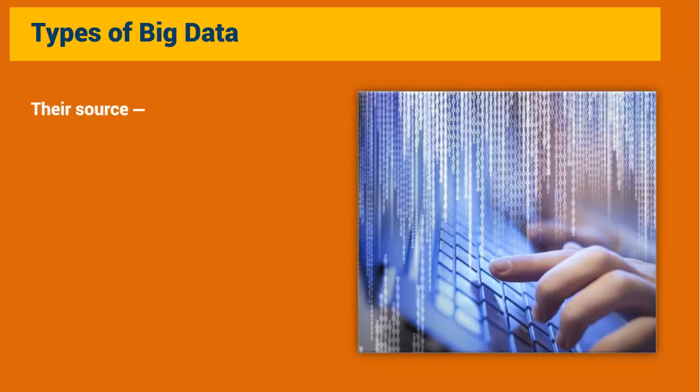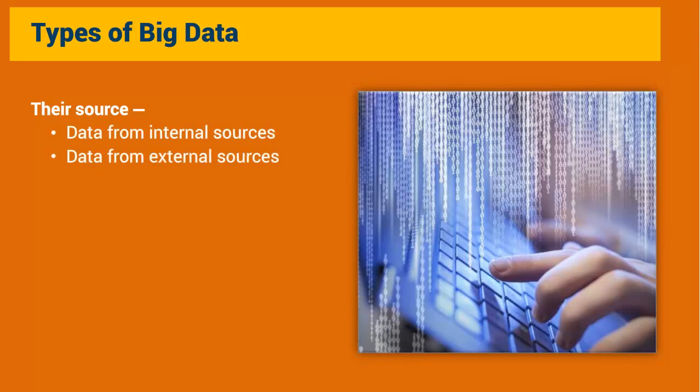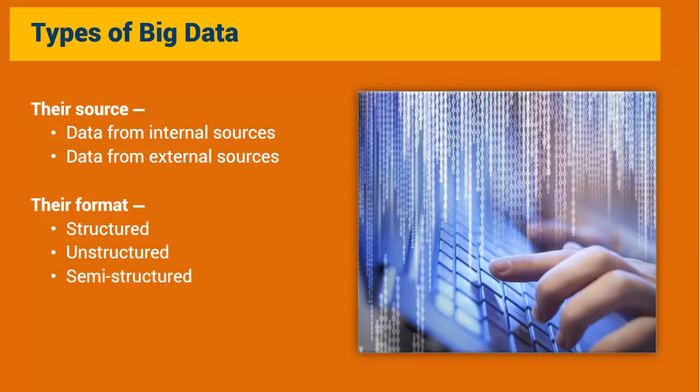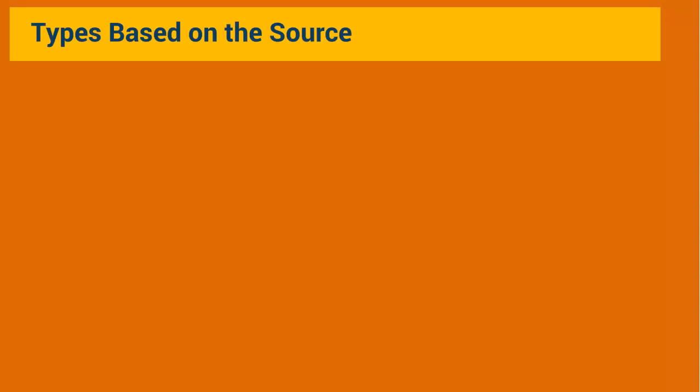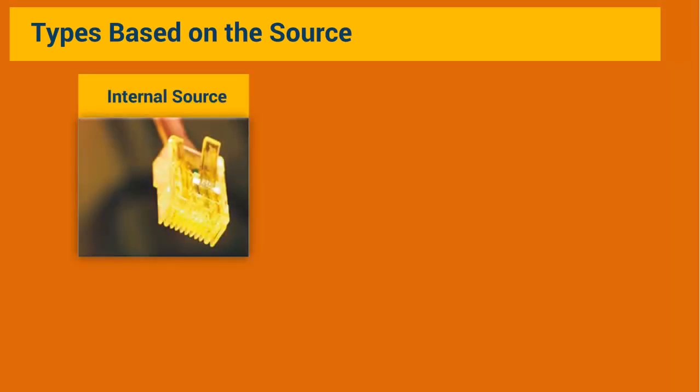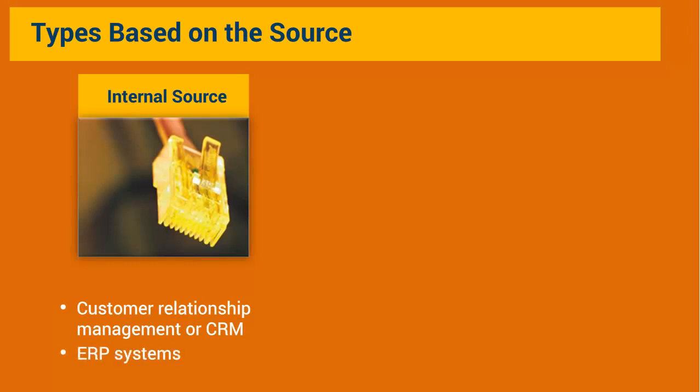Per their source, they are of 2 types: data from internal sources and from external sources. On the other hand, if we classify them per format, there can be 3 categories: structured, unstructured, and semi-structured data. Let's explore more. Some data is obtained from internal sources. Examples are customer relationship management, or CRM software, ERP systems, or organizational data including product or sales data. This data is mostly ready to use.